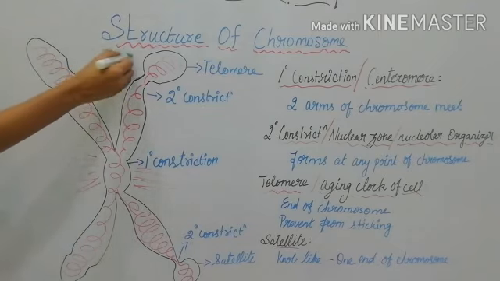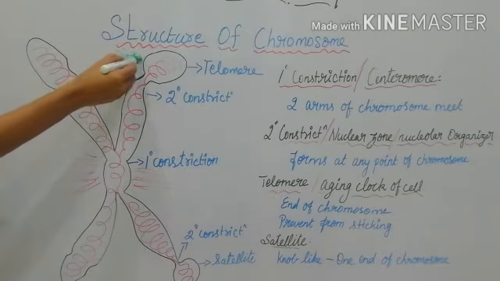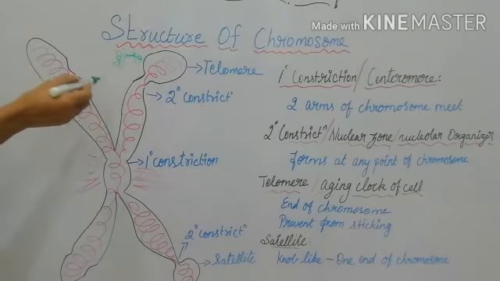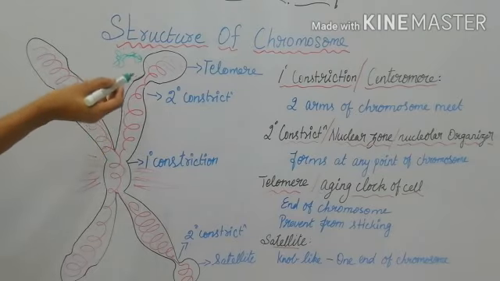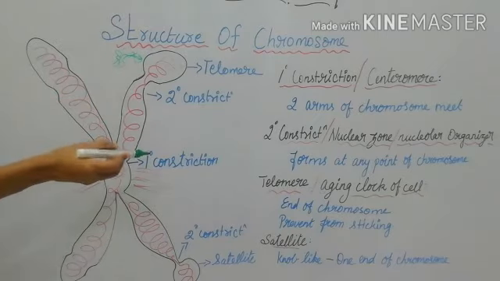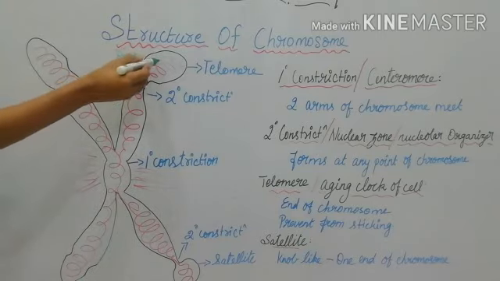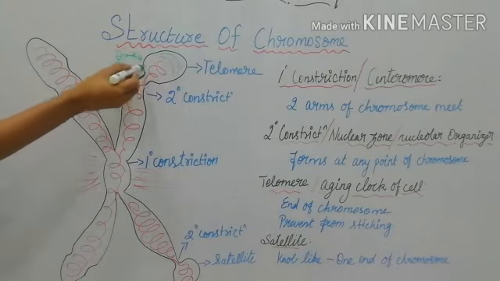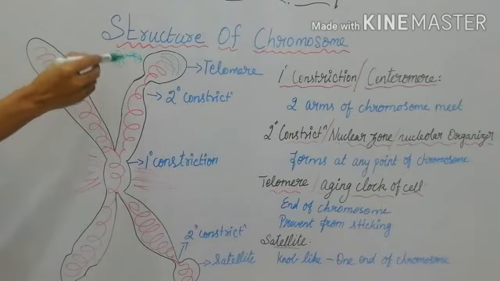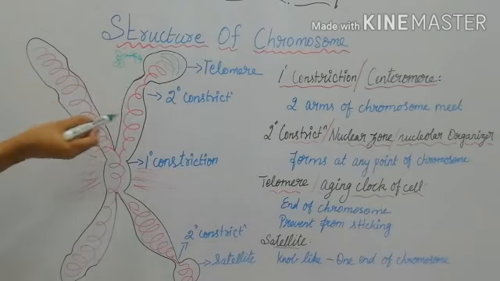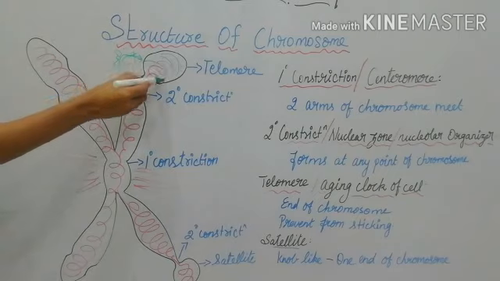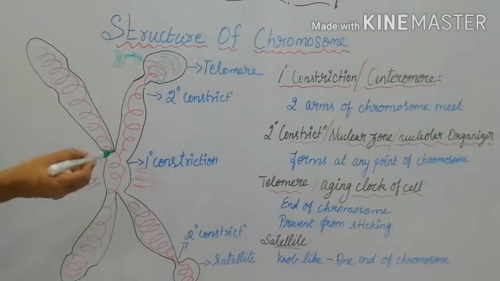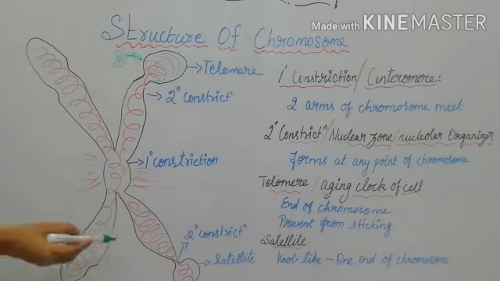The telomere prevents the ends of the chromosome from sticking together, and it maintains the stability of the chromosomes. Also this telomere acts as an aging clock in every cell. Whenever the cell undergoes division, the length of these telomeres gets shorter and shorter, and because of that our cells age. That is, we are getting older. When the telomere length is reduced, our cells age. That is the telomere.